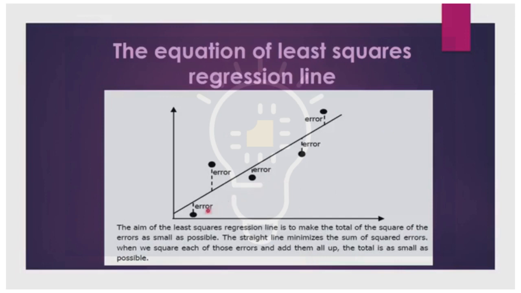Notice this particular diagram here. Here we have data, these scores. The aim of the least squares regression line is to make the total of the squares of the errors as small as possible. The straight line minimizes the sum of the squared errors. When we square each of those errors and add them up, the total is as small as possible.